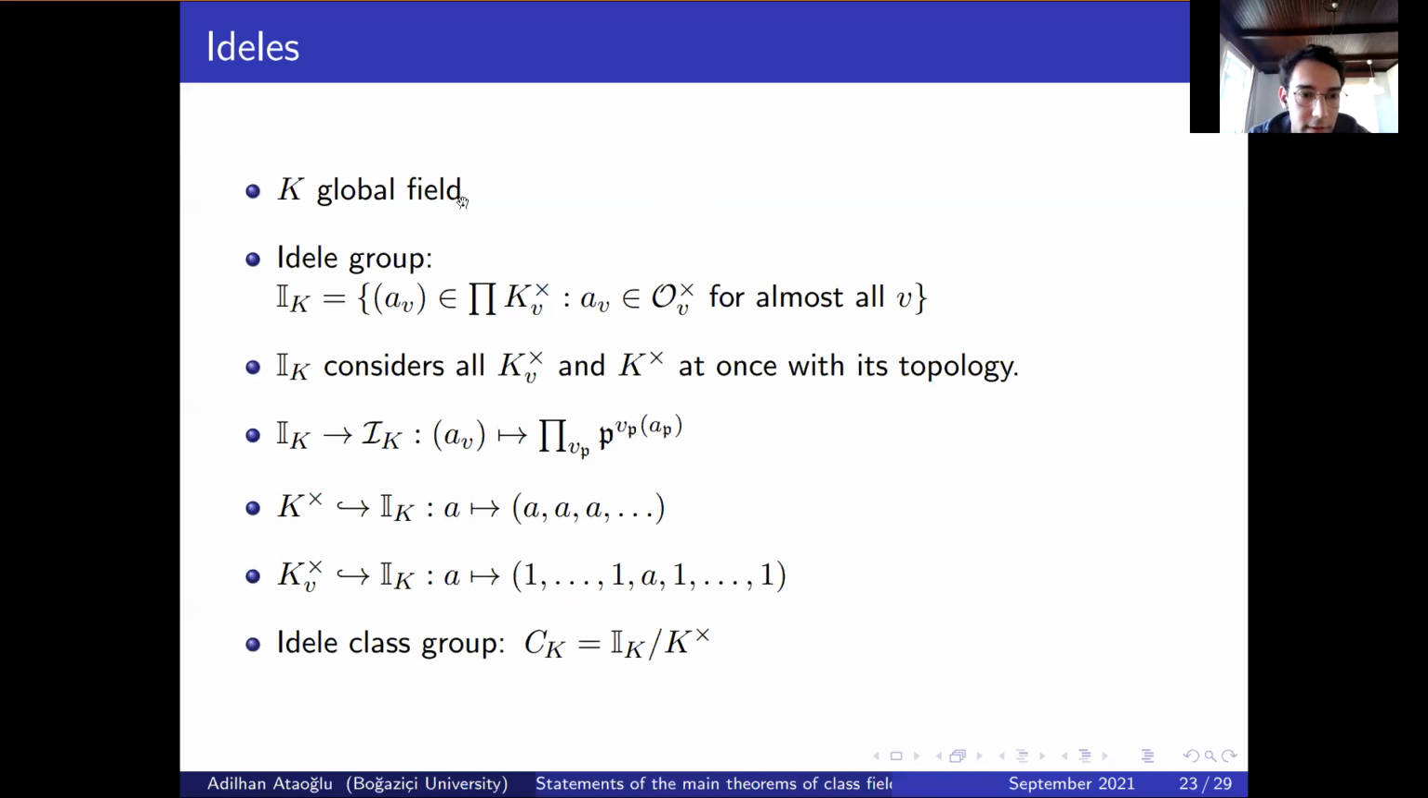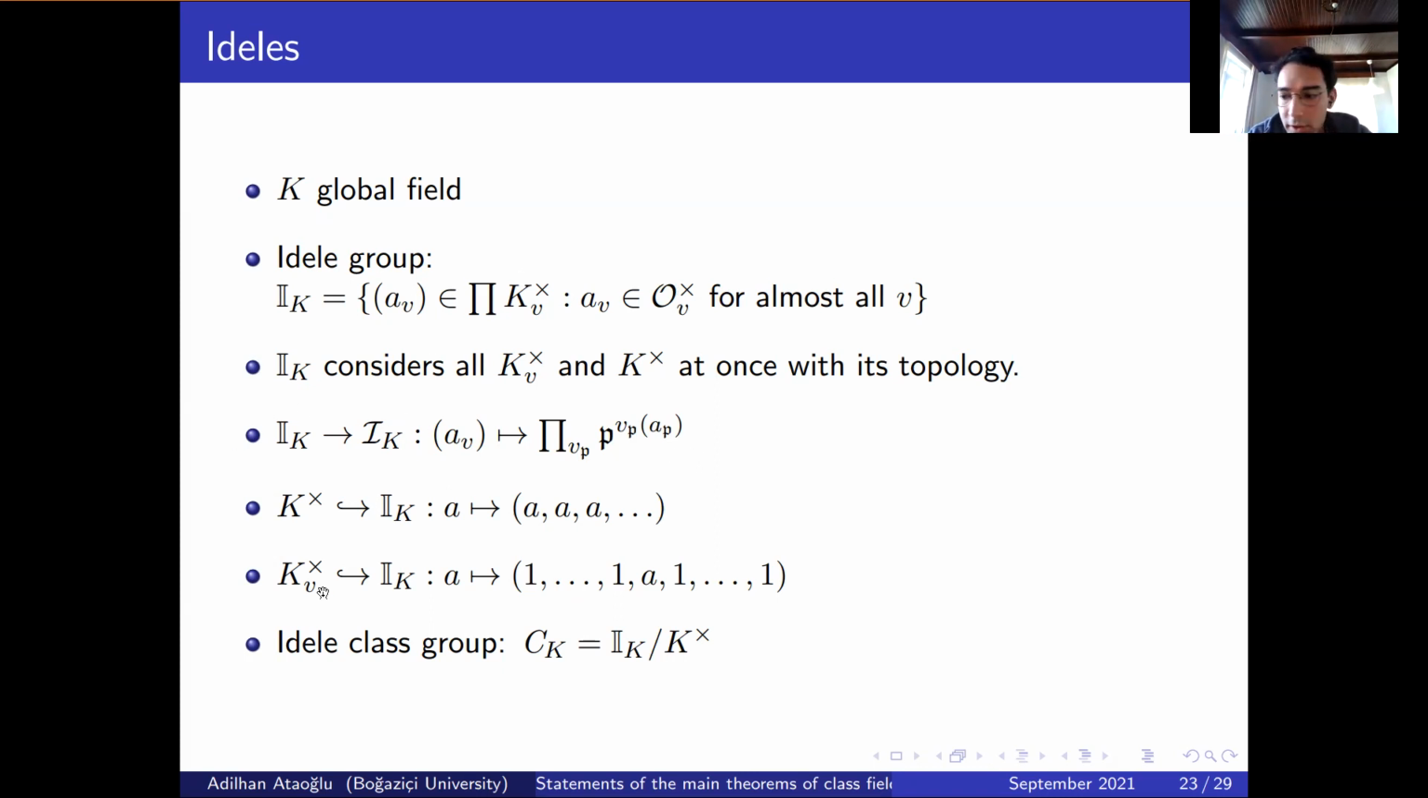Let K be a global field. We define the idele group as this. It consists of the elements called ideles, which are the sequences of elements of the completions of K, such that for almost all places v of K, a_v is in the unit group of this completion. And we put the restricted product topology on the idele group. This is not the usual product topology. In this topology, we have many more open sets than in the usual product topology.